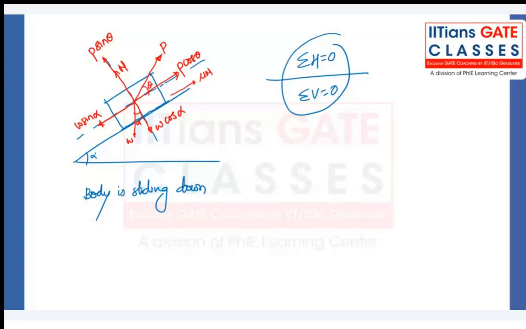Anyone have any doubt in this? Okay, we got one question from Harsh. We have assumed the force P passing through the same point. Yes, in all these problems we consider that all the forces are passing through the same point. See, here also I'm drawing mu N at the down, but still I'll consider it as passing through the same point, right? Are you following?